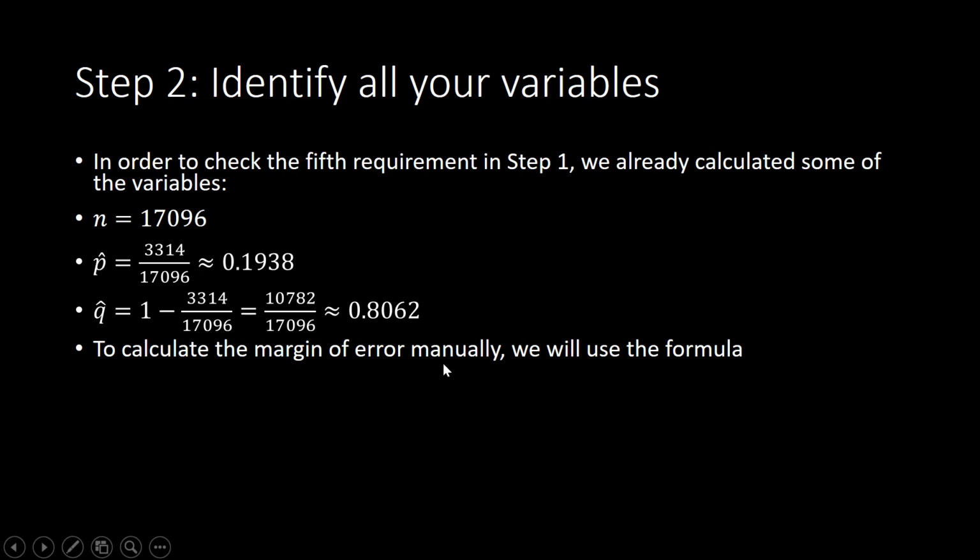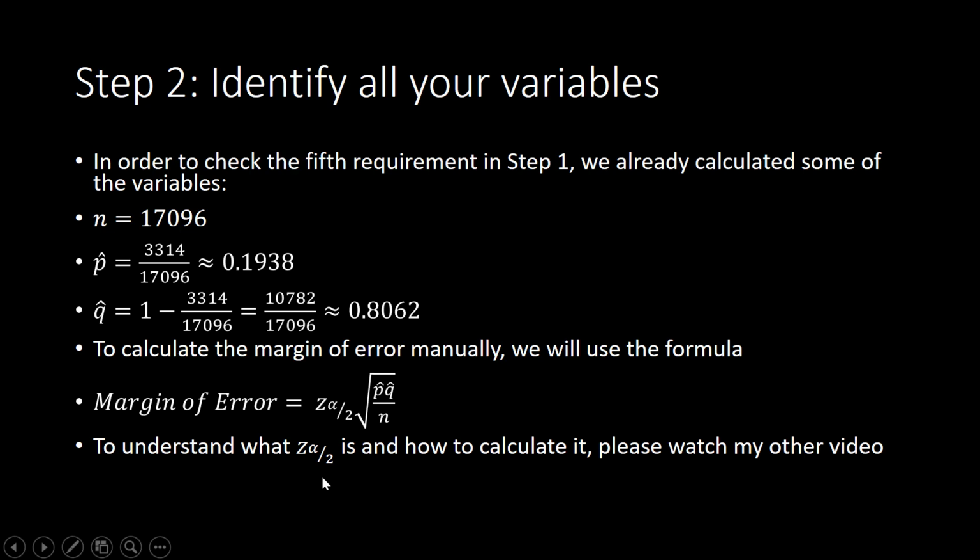To calculate the margin of error manually, we will use the following formula. The margin of error is equal to z of alpha over 2 times the square root of p hat q hat over n. As you can see, we have all of these values except for z of alpha over 2. To understand what this is and how to calculate it, please watch my video on this topic.